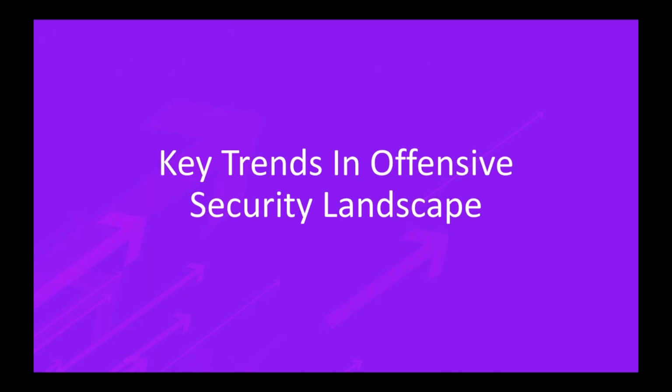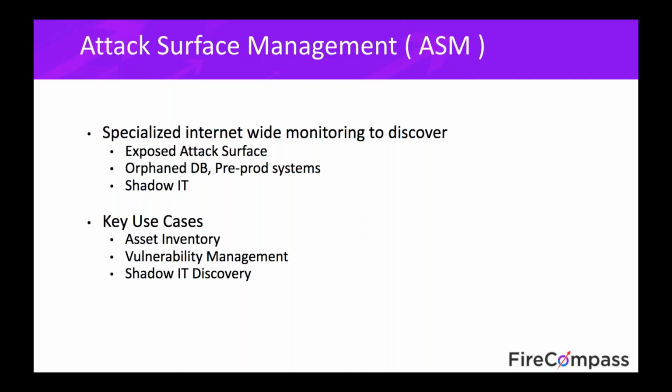So what are some of the key trends in the offensive security landscape? I mentioned at a high level the attack surface management tools. These are the internet-wide monitoring tools. There are these new tools which have come up, which go and index the deep web, the dark web, the surface web, and do it on a continuous basis. And absolutely from zero knowledge, it is going to go and build your asset inventory and help you to do better vulnerability management, better shadow IT discovery, and better asset inventory. So these are the three key use cases for ASM.